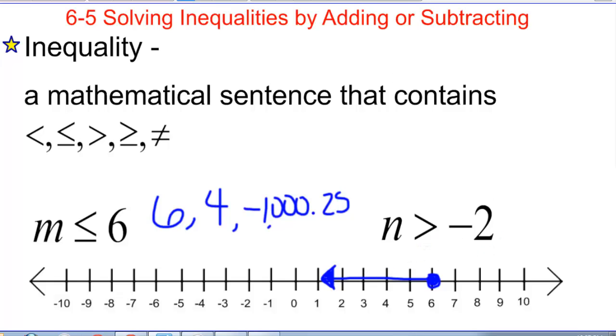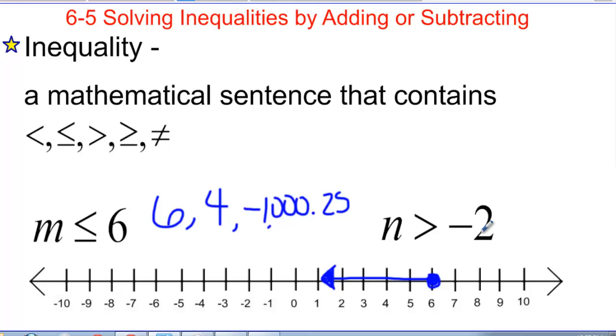Now, I have this second inequality right here. N is greater than negative 2. And this one's going to be a little bit different, because in this case, negative 2 is not a possible solution to this inequality, because I can't say negative 2 is greater than negative 2. That's not true. They are equal to each other. But any number, even the tiniest bit bigger than negative 2, is a solution to that inequality.